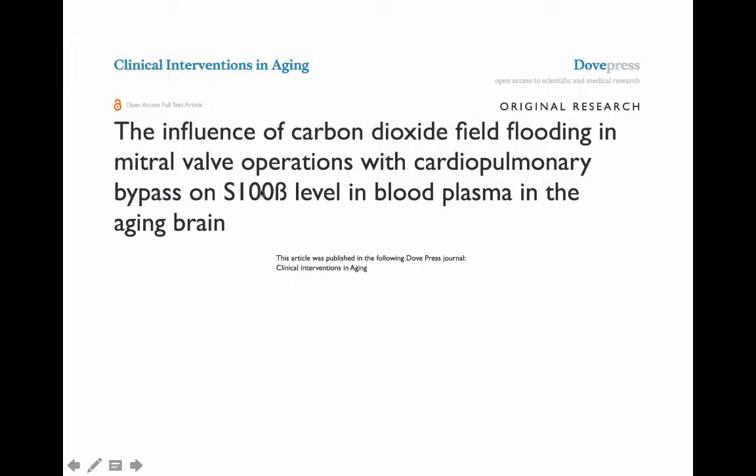Understand this serum S100 beta marker. It is a marker of brain damage and blood-brain barrier problems, breakdown. And so it's a bad thing to see rises in S100 levels. They looked at compared groups of older patients with younger patients having mitral valve operations and the effect of field flooding on those. And again, they concluded that there were some very positive aspects of CO2 field flooding.